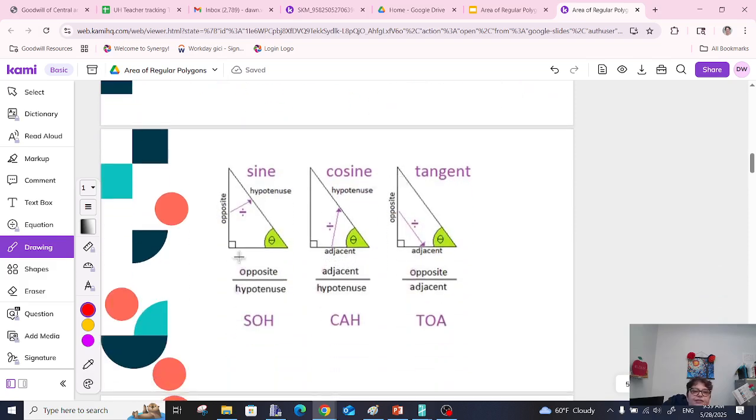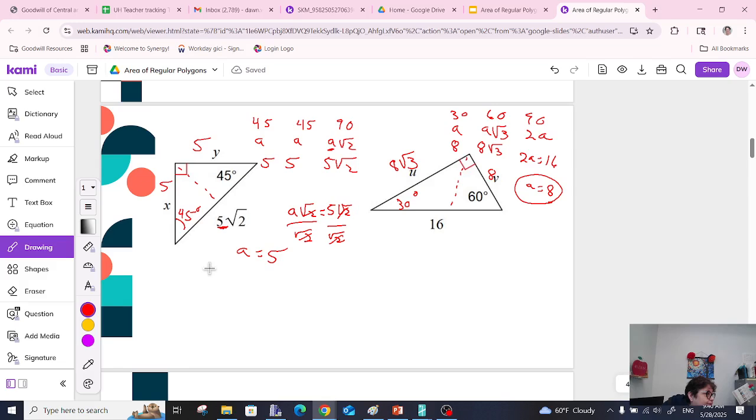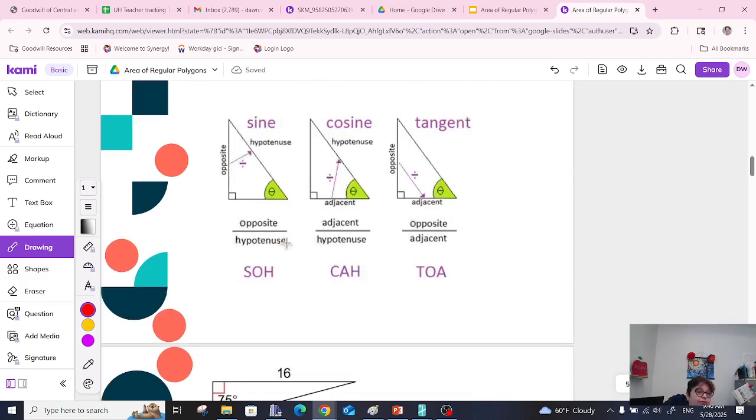And then, of course, SOHCAHTOA. Now, if you hate special triangles, which I know some of you do, you could always use SOHCAHTOA or your trig functions. Yeah, you could just use SOHCAHTOA if you want. Remember, sine is opposite over hypotenuse. Cosine is adjacent over hypotenuse. Tangent is opposite over adjacent. And if we don't label correctly, we get things wrong, right?